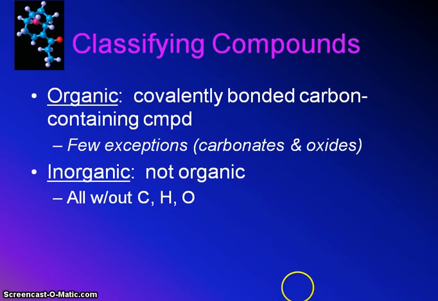Some more ways we can classify compounds are into organic and inorganic categories. Things that are organic are going to be covalently bonded, and they're always going to be carbon-based. Some other elements that might be involved could be hydrogen or oxygen. Nitrogen is sometimes common as well, but they're always carbon-based. Things that are inorganic are simply those that do not fall under the organic category.